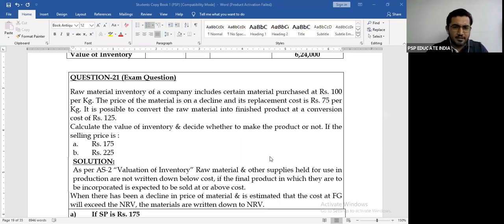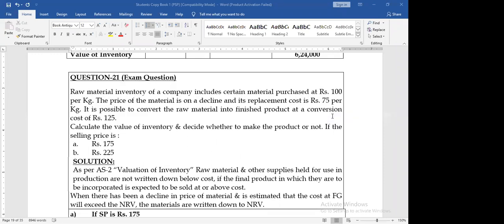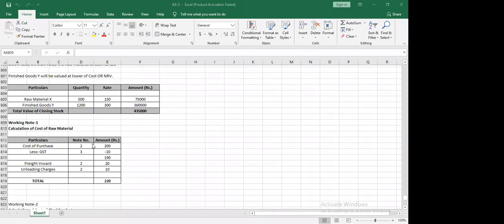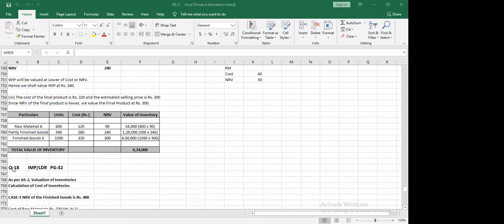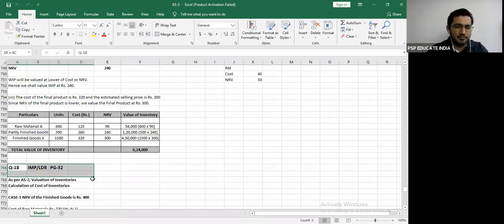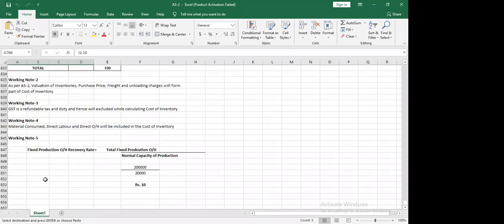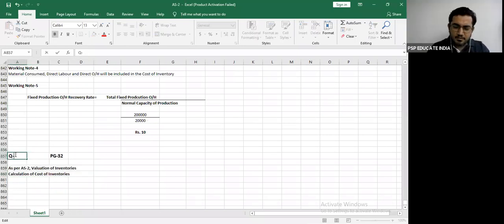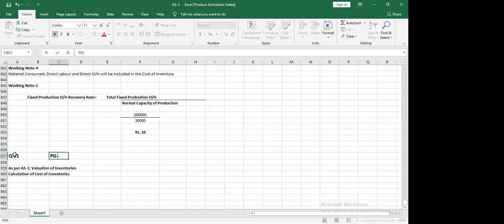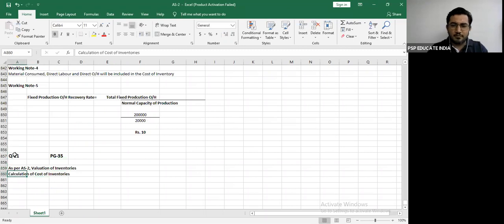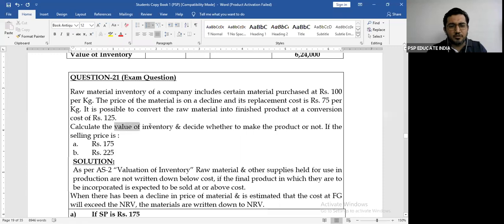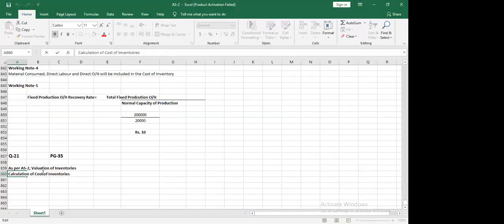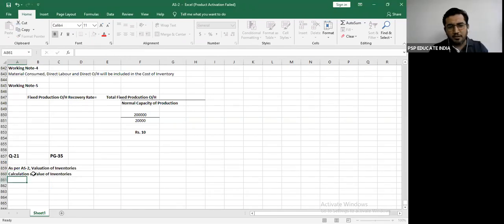Okay, great. Let's begin with Kajal. Kajal, here you go. First, selling price is 175. Yes, okay. So first calculate total cost. My first statement should be, as per AS-2, valuation of inventory. Calculation of cost of inventory. Have they asked you to calculate the cost? No, they've asked you to calculate the value of inventory. So let's put over here calculation of value of inventory.